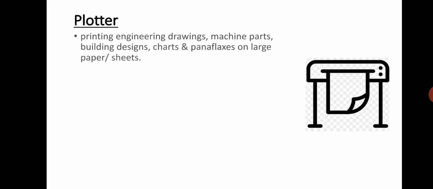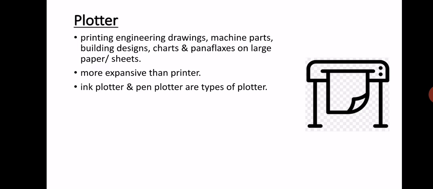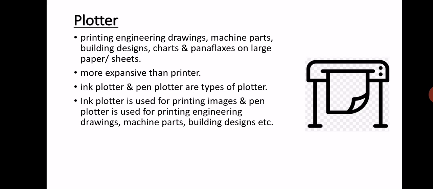Plotter. A plotter is used for the printing of engineering designs, machine parts, building designs, charts and panaflexes on large papers and sheets. A plotter is more expensive than a printer. Ink plotter and pen plotter are two types of plotter. An ink plotter is used for printing images and a pen plotter is used for printing engineering drawings, machine parts, building designs, etc. Plotters are slow output devices but the printing quality is very good.